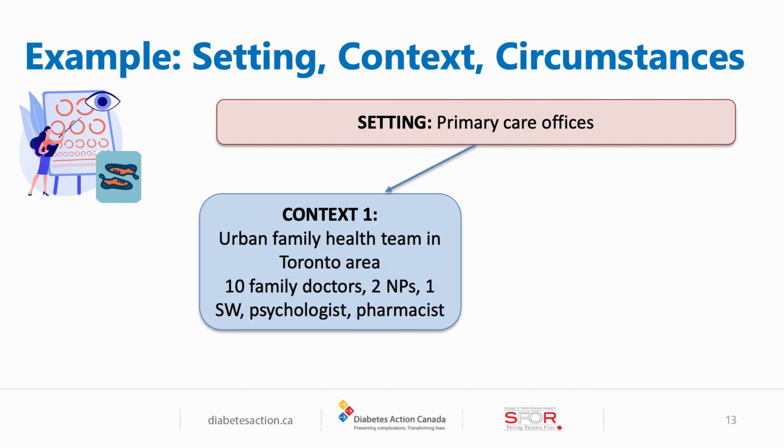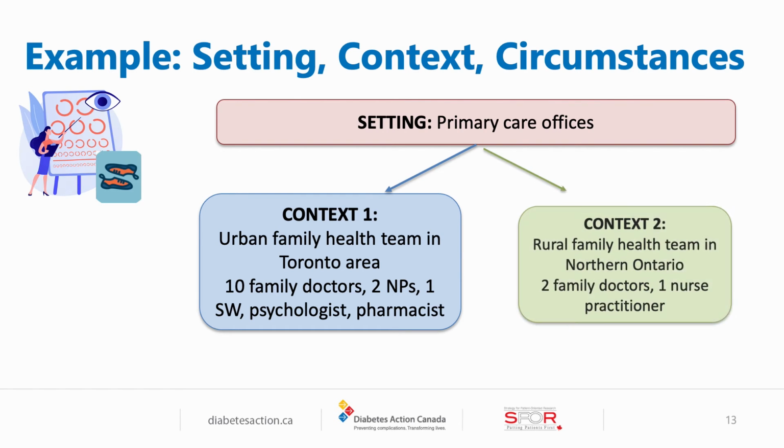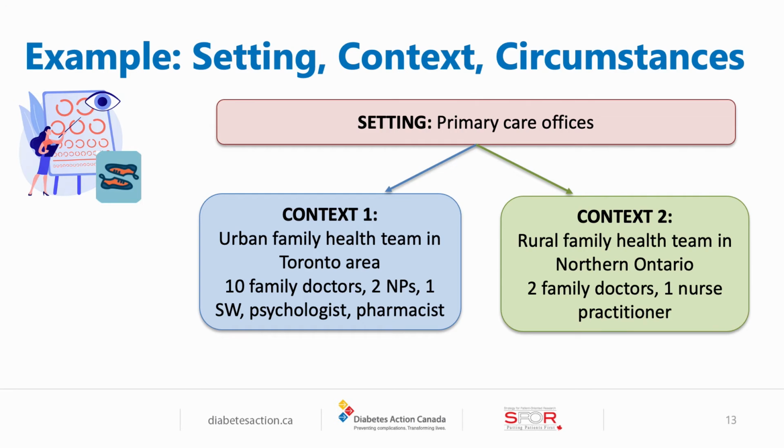For example, in the context of an urban family health team in the general Toronto area, this office may have 10 family doctors, 2 nurse practitioners, a social worker, a psychologist, and a pharmacist. While in the context of a rural family health team in Northern Ontario, this office may have only 2 family doctors and 1 nurse practitioner, but serving the same number of patients as the urban office in Toronto.